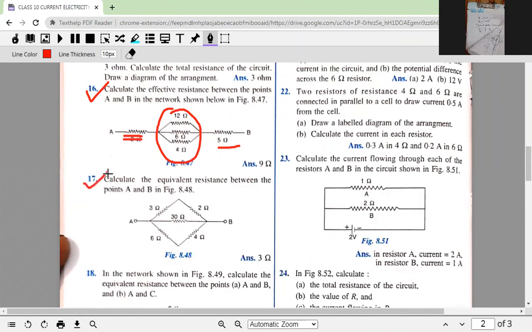Similarly, you can do it in question number 17 also. 3 and 2, 5. This is 30, and 6 plus 4, 10. 5, 30 and 10, they are in parallel. You can find.